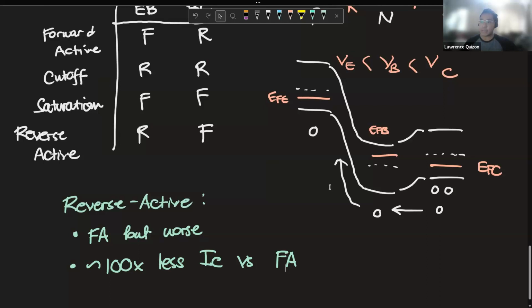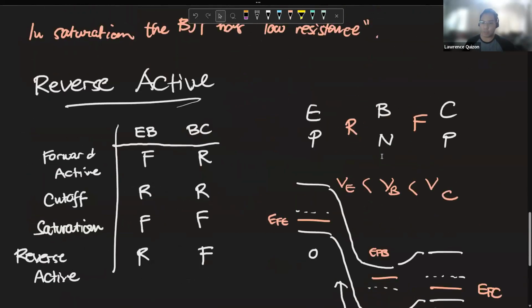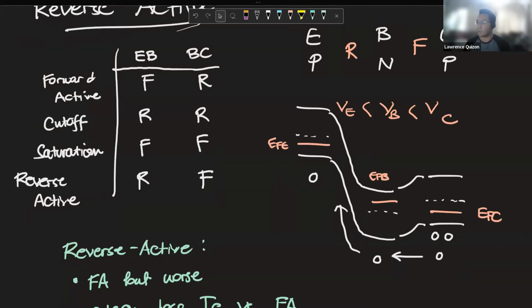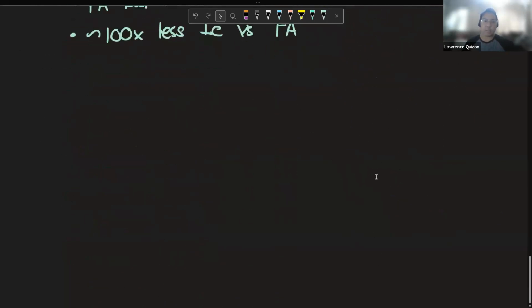So essentially, that's the summary of the BJT operating regions, no? So question, sir, bakit po ba ulit kapag mas mababa EF, mas mataas V? Alright, so let's go back to that one.